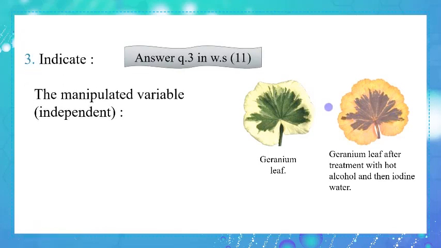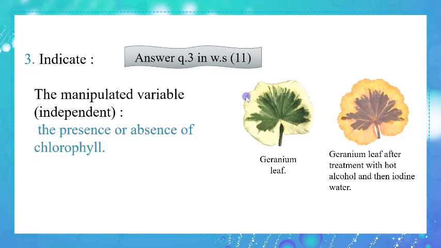For this experiment, indicate the manipulated variable or the independent variable. Here in this experiment, we use a geranium leaf with two colors. So what is the manipulated variable? What is the different condition? What is the difference between the two parts of the leaf? The one that contains chlorophyll and the other one doesn't contain chlorophyll. So the manipulated variable is the presence or absence of chlorophyll.